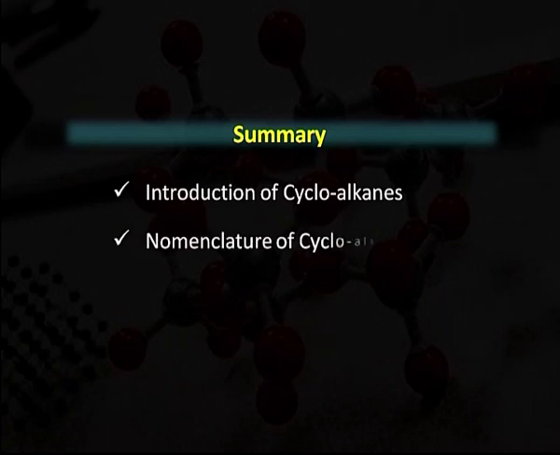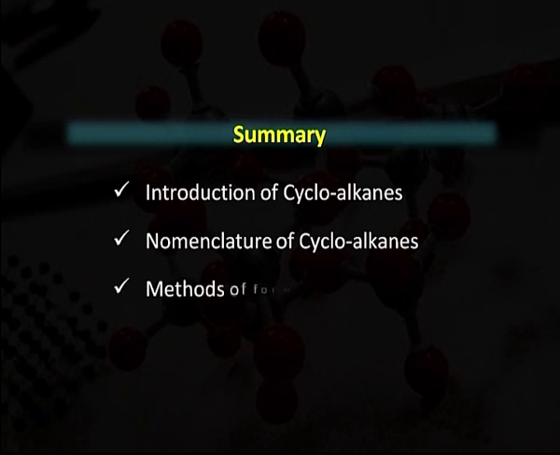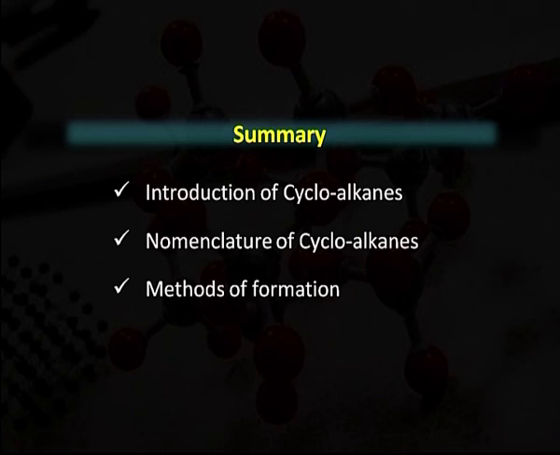Viewers, in this episode we have discussed the introduction of cycloalkanes, nomenclature of cycloalkanes as per IUPAC system, and methods of formation, that is by using alkenes, by using aromatic hydrocarbons, and by using Diels-Alder reaction, in which we have used 1,4 addition reaction. And in the next lecture we will discuss the physical properties of cycloalkanes, chemical properties of cycloalkanes, and ring strain in cycloalkanes.